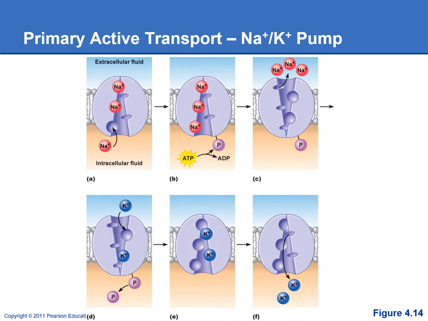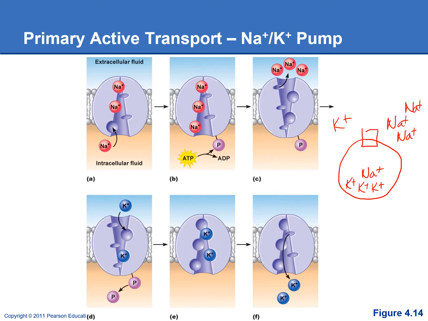Let's take a look at primary active transport with our sodium-potassium pump first. We're going to be talking about this a lot this semester. And let's draw our cell with our sodium and potassium concentration gradients. So sodium is much higher outside the cell than inside. And potassium is just the opposite. It's higher inside the cell than outside.